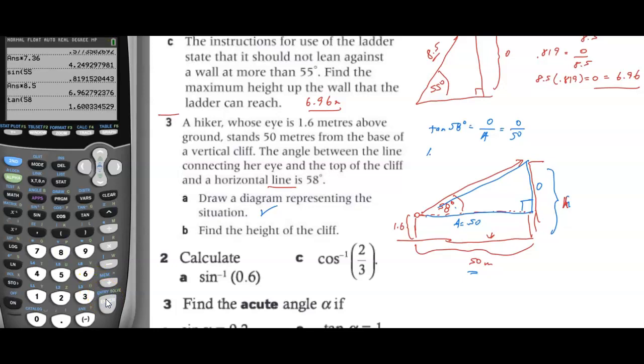1.6. So opposite is equal to 1.6 times 50, which is 80.0. That would be the height of the blue part of the cliff. We want to know the red height, which would be the blue O plus 1.6. So that would be 81.6. I just added 1.6 to 80.